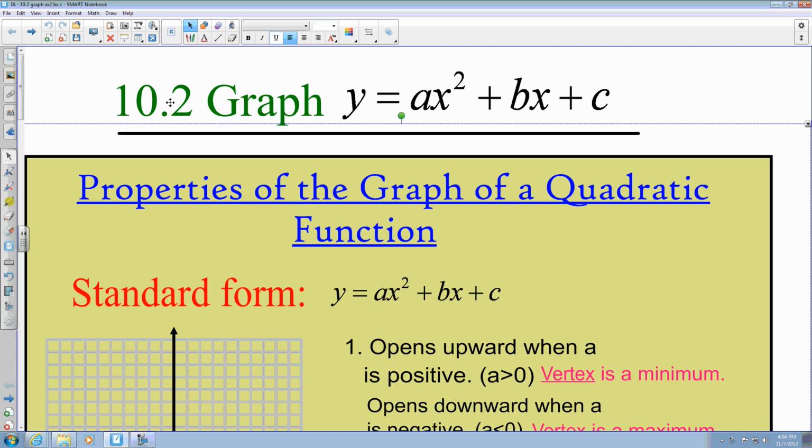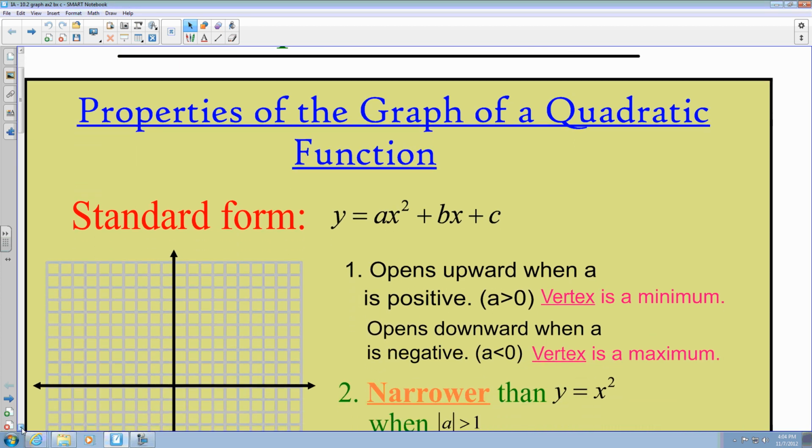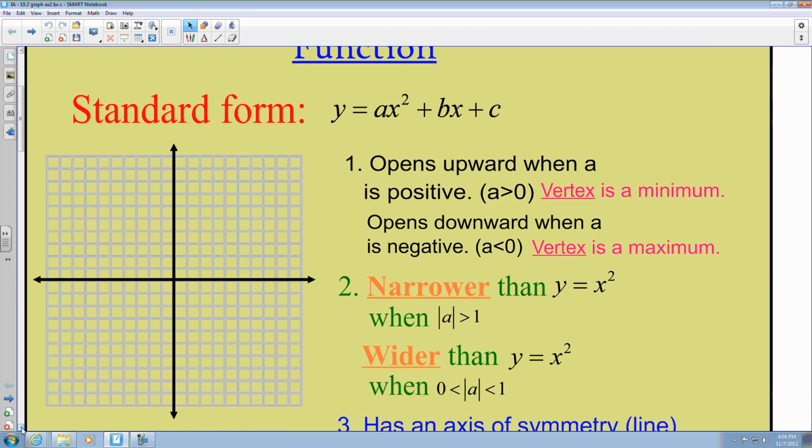Alrighty, so we are starting section 10.2, which is graphing y equals ax squared plus bx plus c. Now this is a continuation of what we've been talking about, where we're graphing quadratic functions and equations, and y equals ax squared plus bx plus c is the standard form for quadratic functions and equations. So there's things you have to keep in mind when you are graphing your parabola.